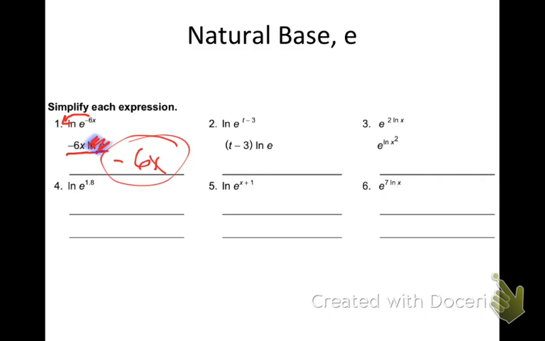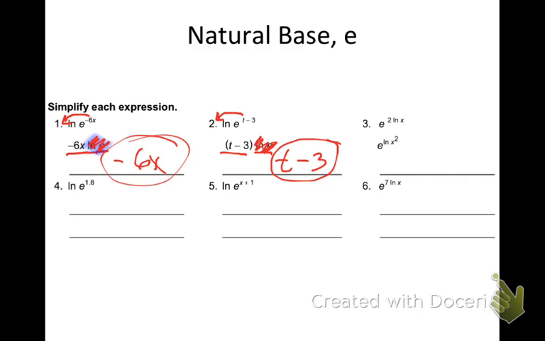Number 2. I have the natural log of e to the t minus 3. My power comes to the front. So I have t minus 3 times the natural log of e. The natural log of e is going to cancel. And I'm left with t minus 3. So basically right now your answer is directional. Kind of, yeah.